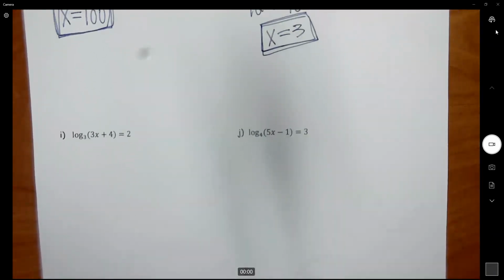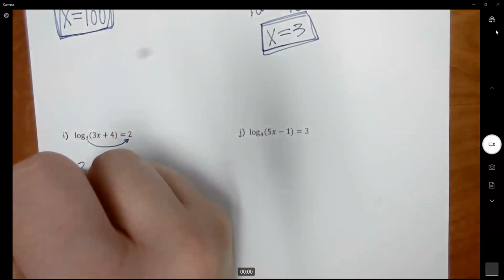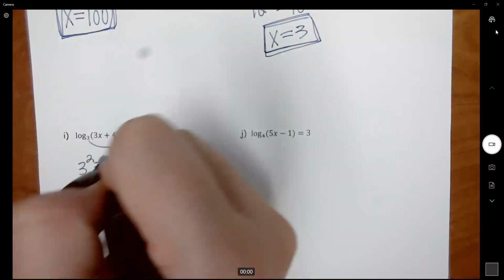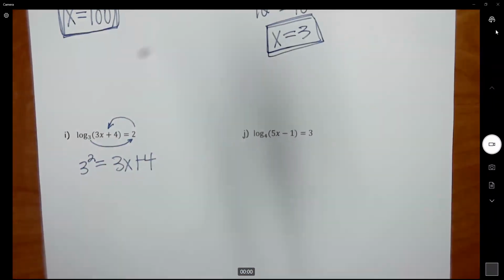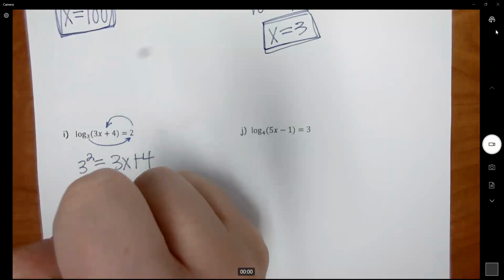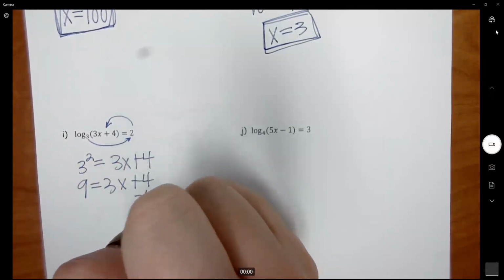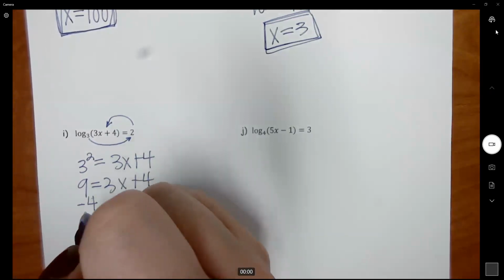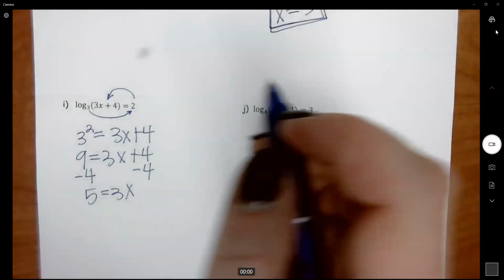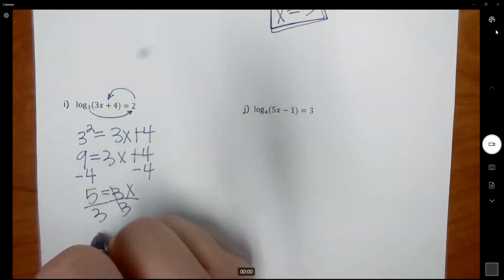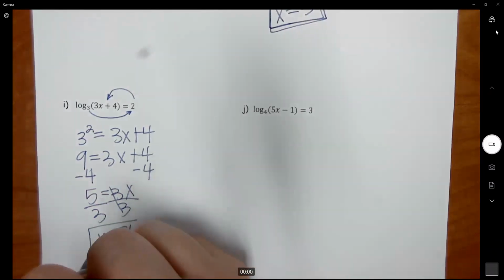Now here we're actually going to get more of an equation, and we still solve for x just like we normally do after we put this into exponential form. We go base to equals, and that is going to equal 3x plus 4. So this is 9 equals 3x plus 4. Let's subtract over our 4. We get 5 equals 3x. Divide by 3. And so therefore, x is 5/3.